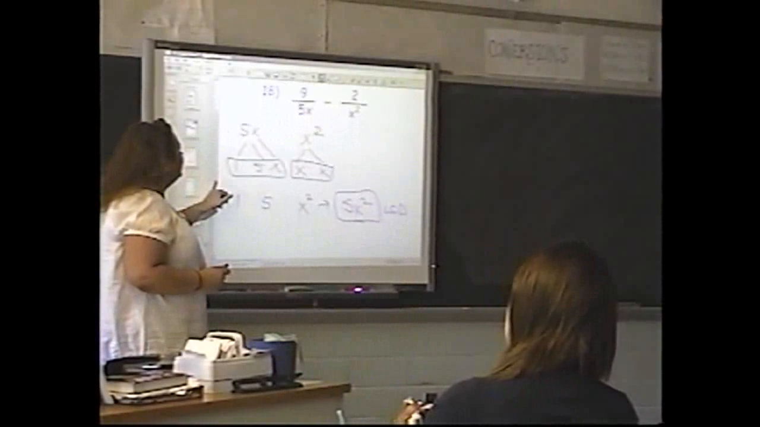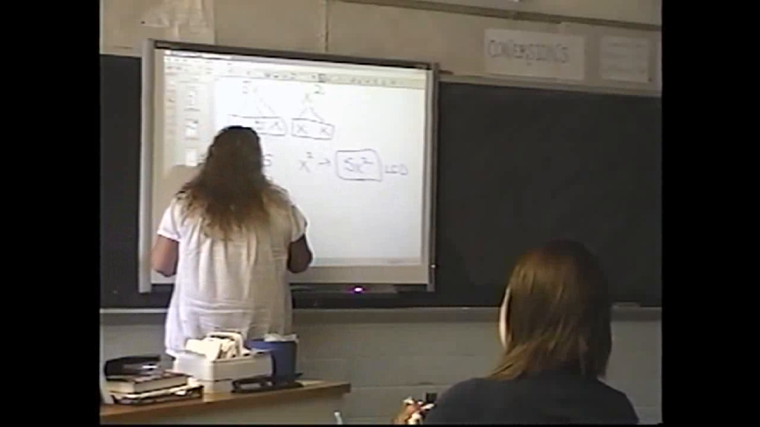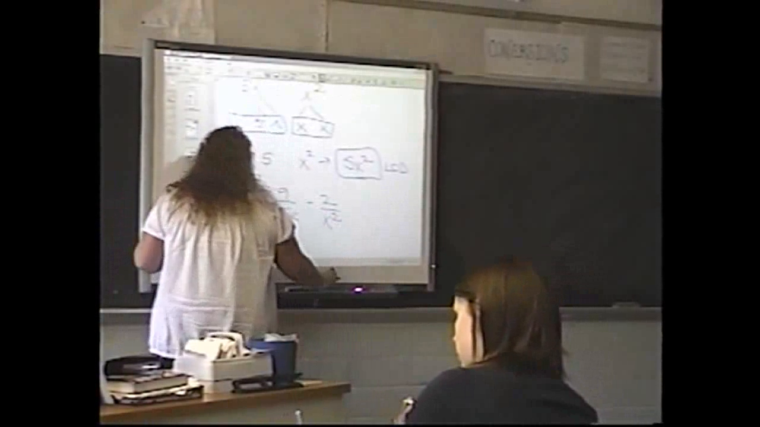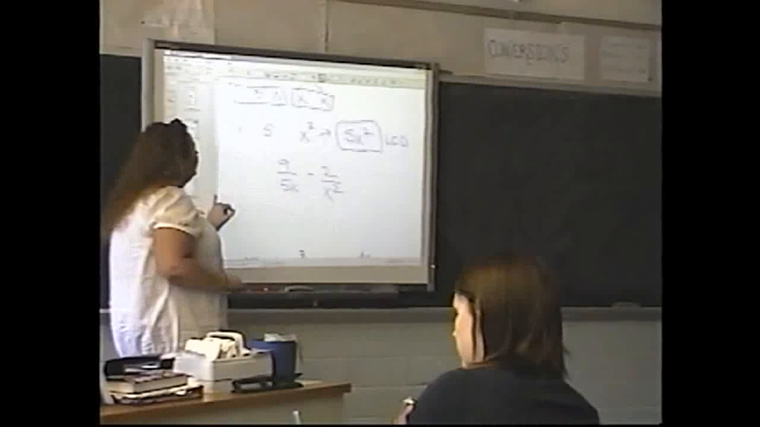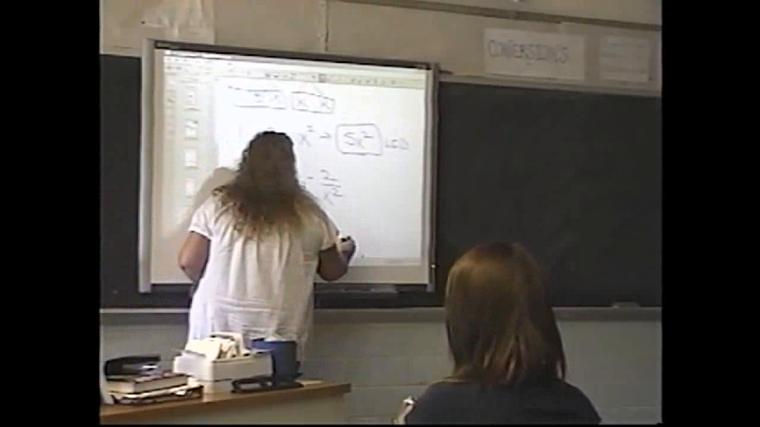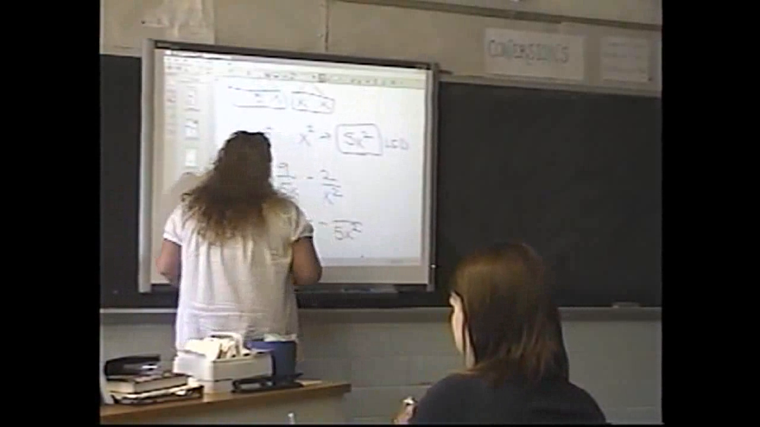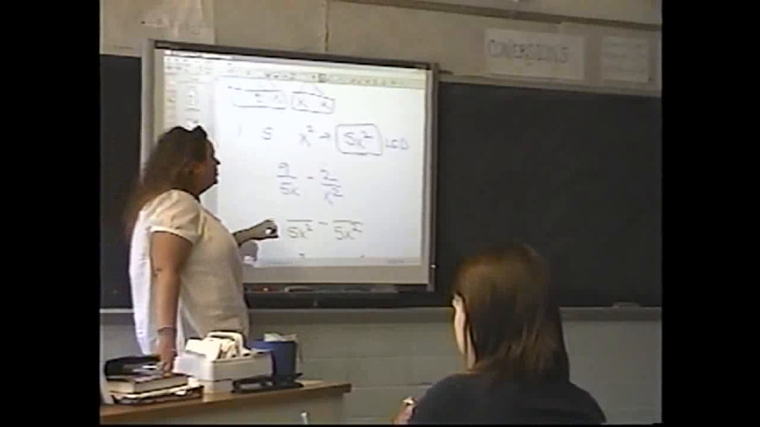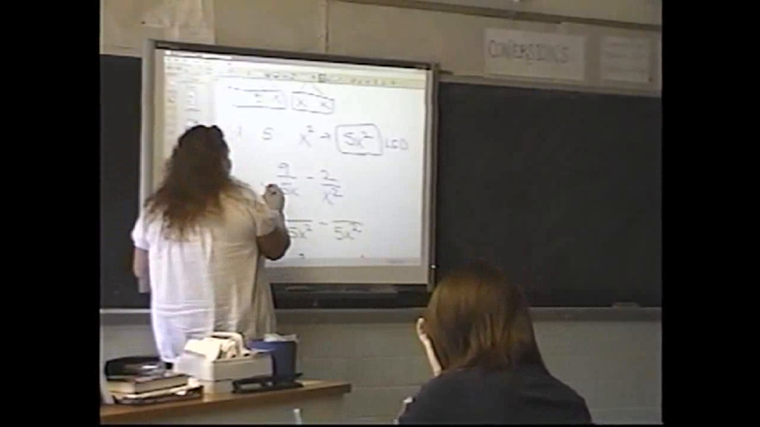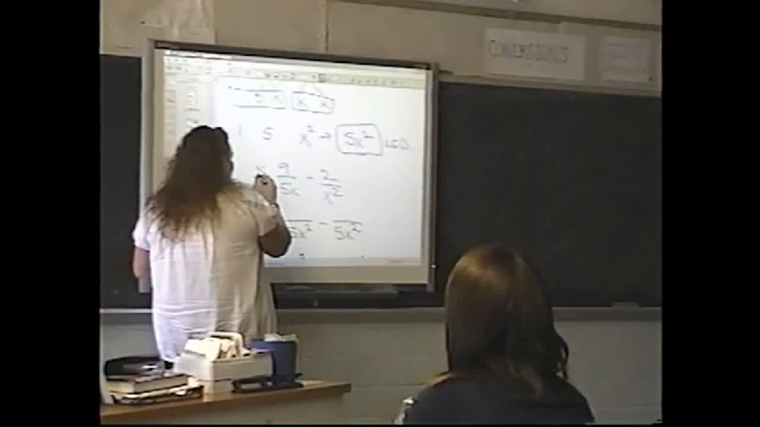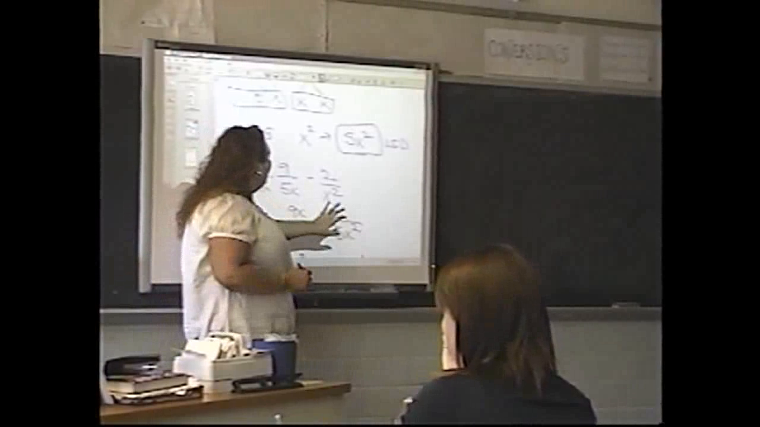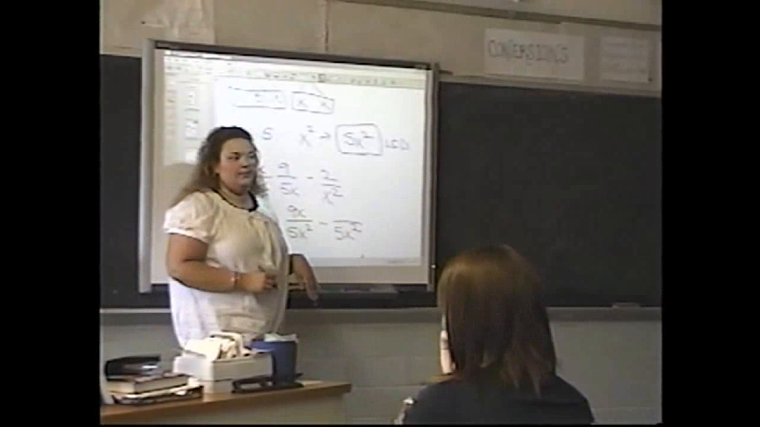Okay, now I go ahead and rewrite the problem, 9 over 5x minus 2 over x squared. So I write down my LCD. Now I decide what's missing between the 5x and the 5x squared. An x. So what I do to the bottom, you have to do to the top. So what is the top now? 9x.